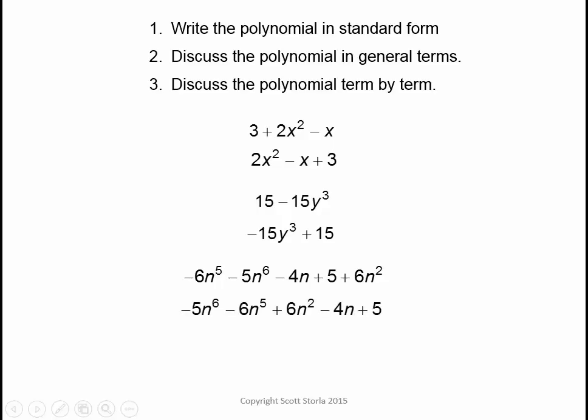First, I'd rearrange the sixth degree 5-term polynomial into standard form. The sixth degree term has a coefficient of -5. The fifth degree term has a coefficient of -6. The second degree term has a coefficient of 6. The first degree term has a coefficient of -4, and the constant is 5.